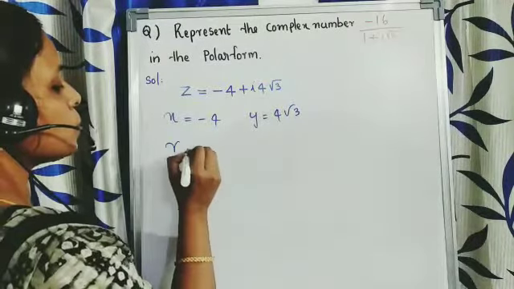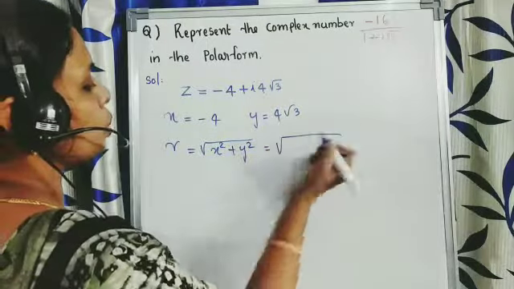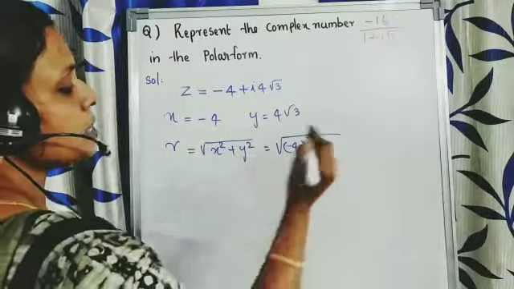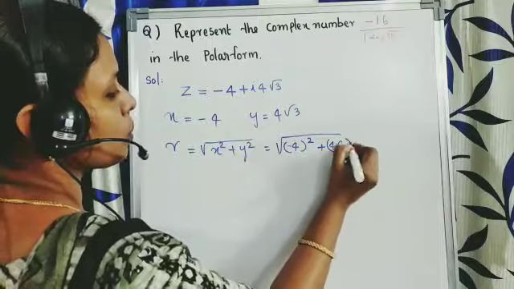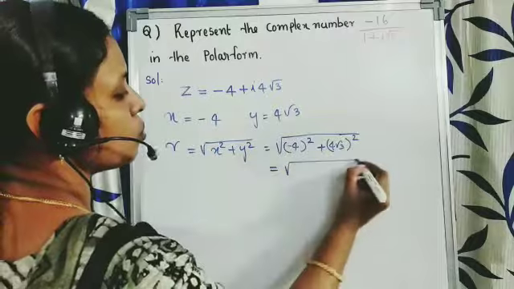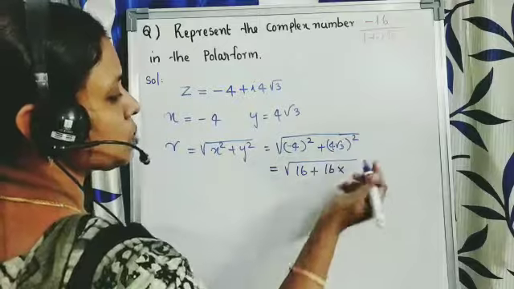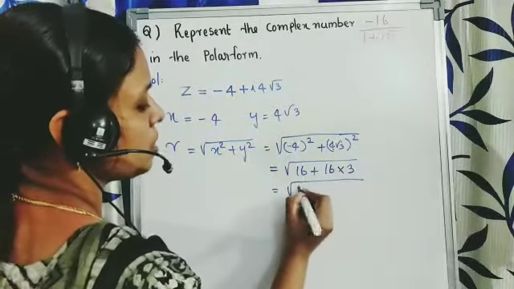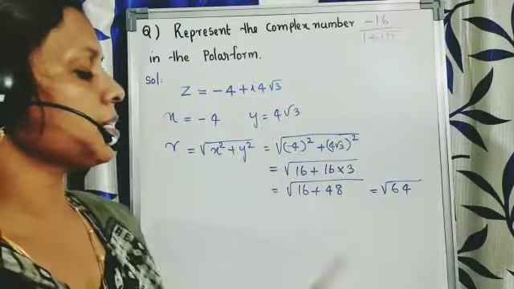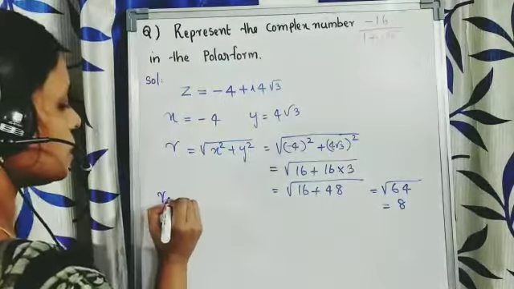Okay. Then r is equal to the root of x squared plus y squared. That is equal to root of (-4) whole squared plus (4√3) whole squared. That is equal to, negative 4 squared is 16, root of 16 plus 4 squared is 16 into √3 squared is 3. That is equal to root of 16 plus 16 into 3 is 48. Now we get root of 16 plus 48, that is root of 64, that is 8. Now we get r = 8.